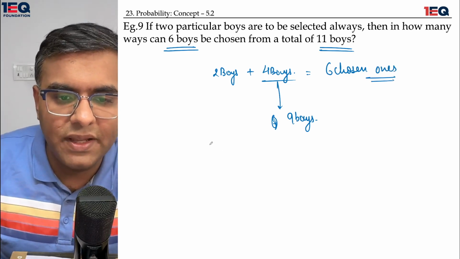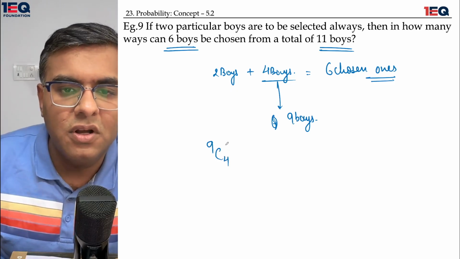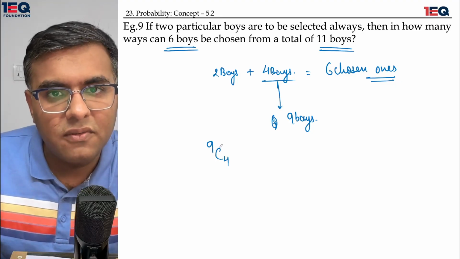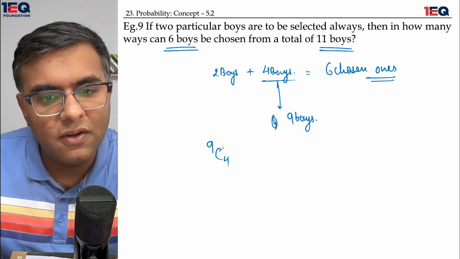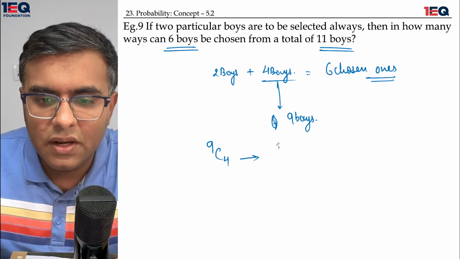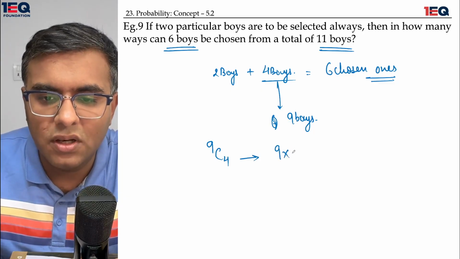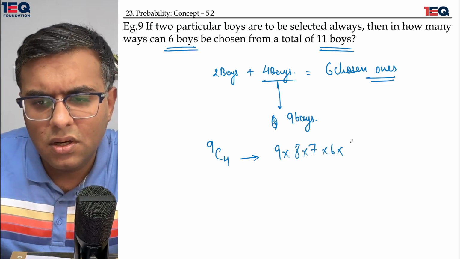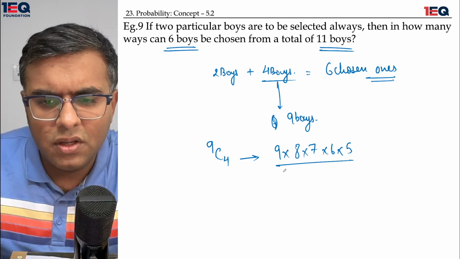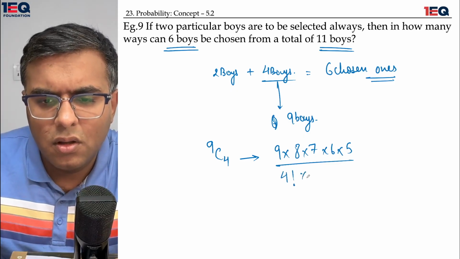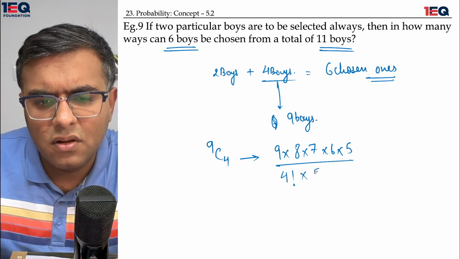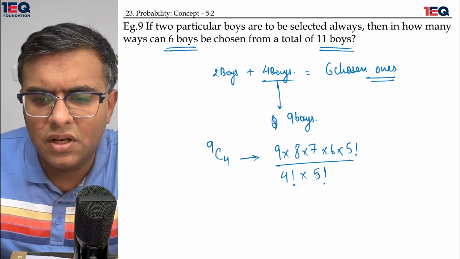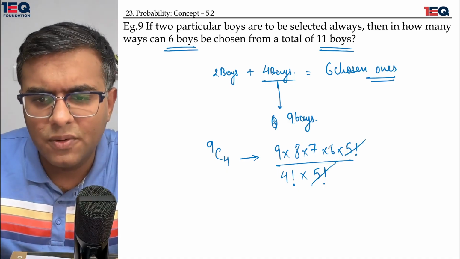So I need to simply follow 9C4 because of the nine boys who are left out of 11 boys, from them four boys would be picked. 9C4 stands for 9 factorial, I'll quickly write it down: 9 into 8 into 7 into 6 into 5 whole upon 4 factorial multiplied by 9 minus 4 whole factorial, which is 5 factorial. So the 5 factorial gets cancelled out.